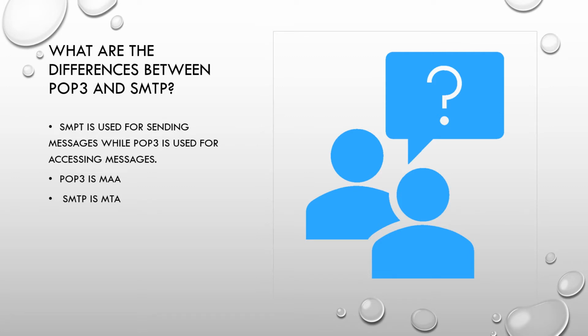POP3 is an MAA, which stands for message accessing agent. So basically, it coincides with SMTP as a part of the service that helps you, an individual, access their emails. While on the other hand, SMTP is an MTA, which stands for message transferring agent.